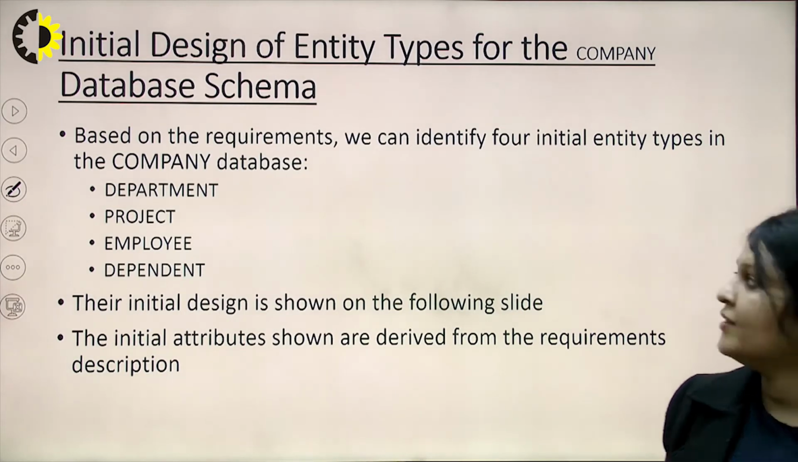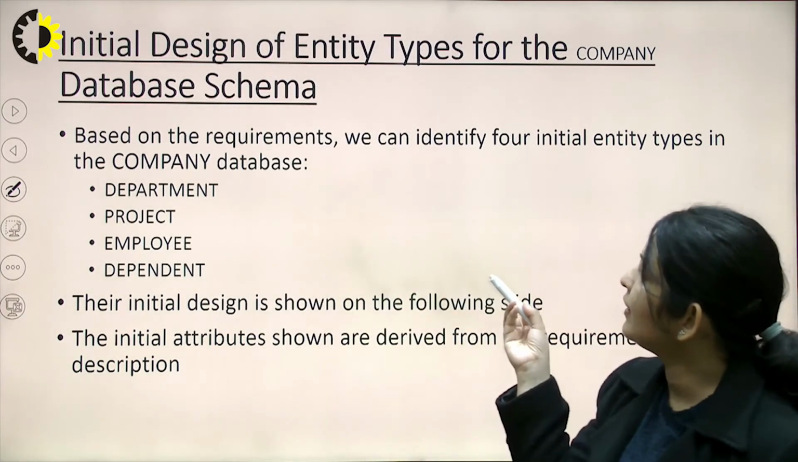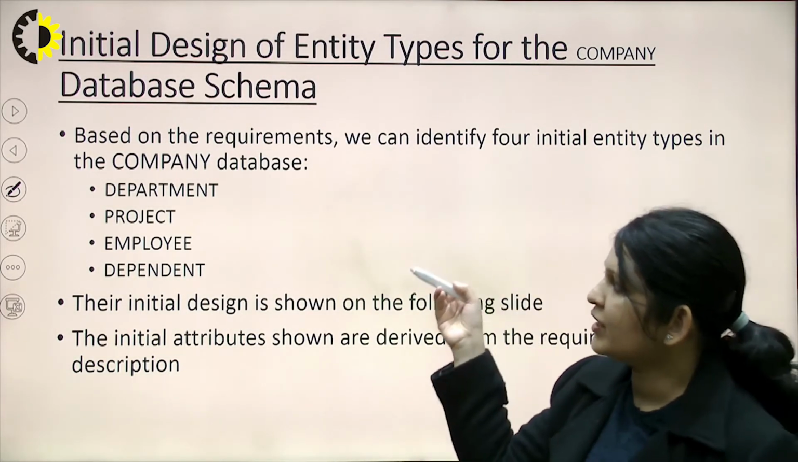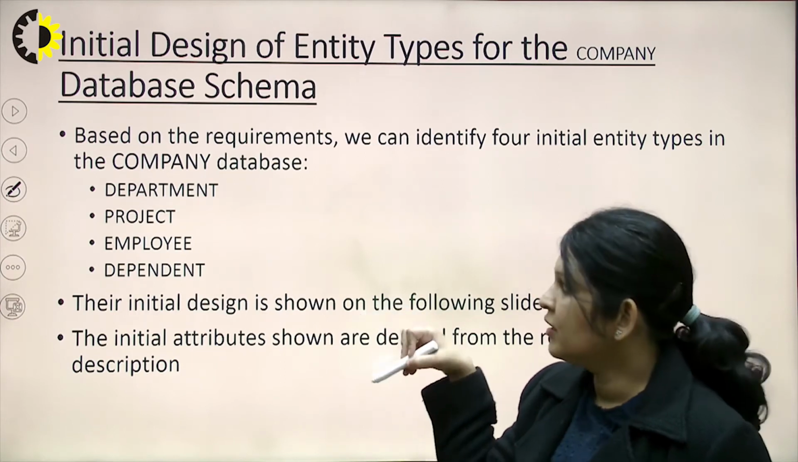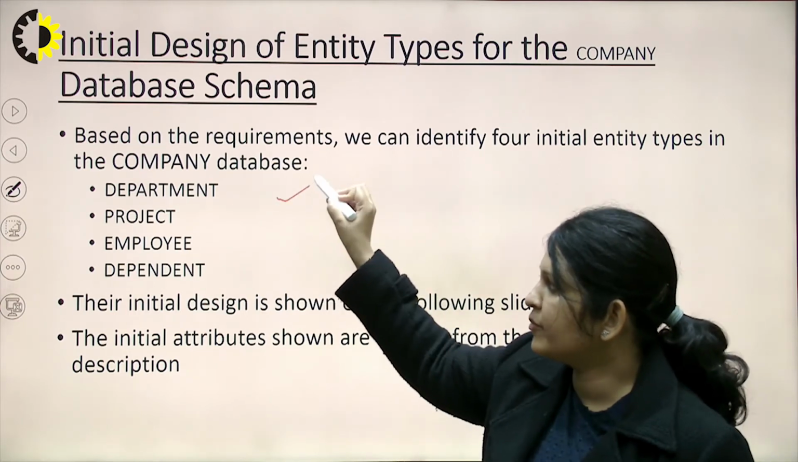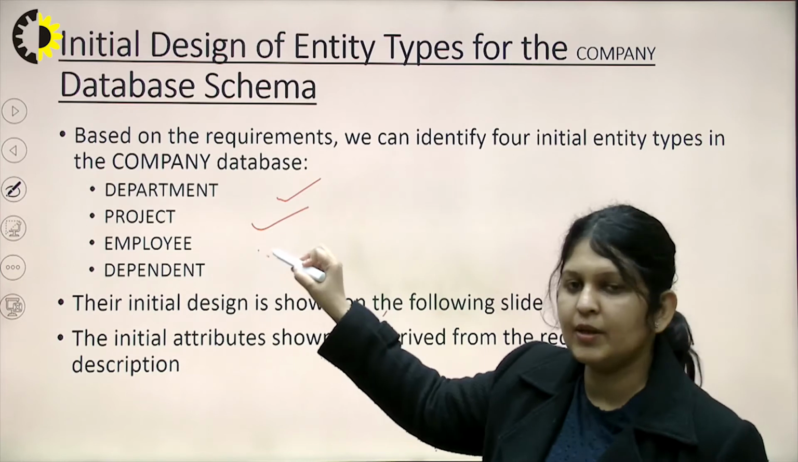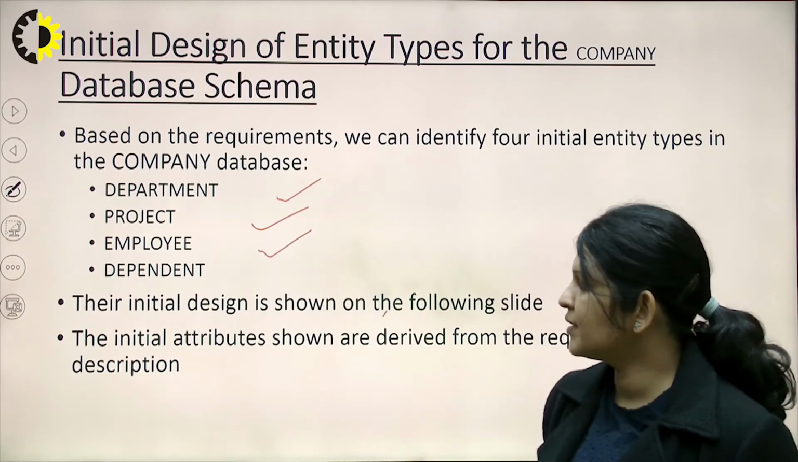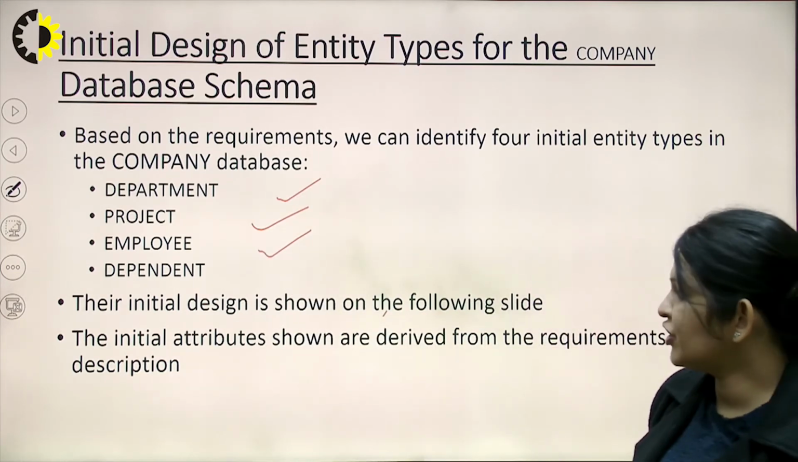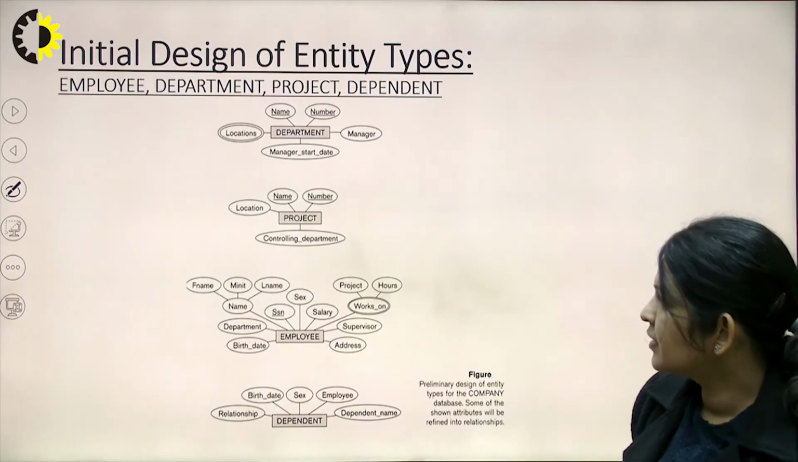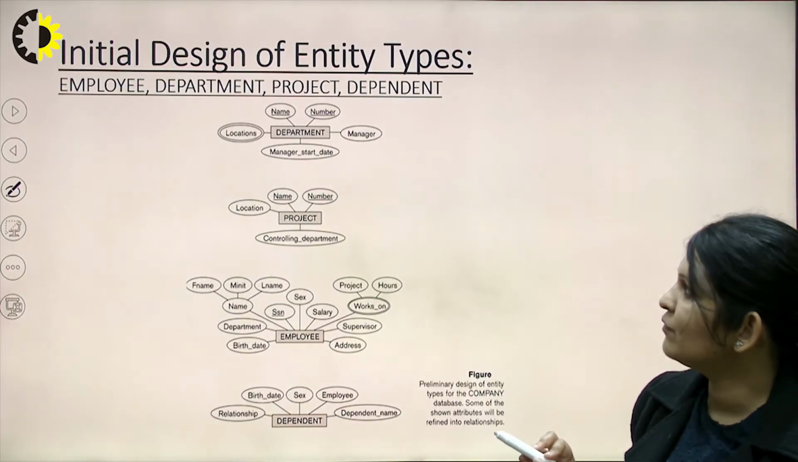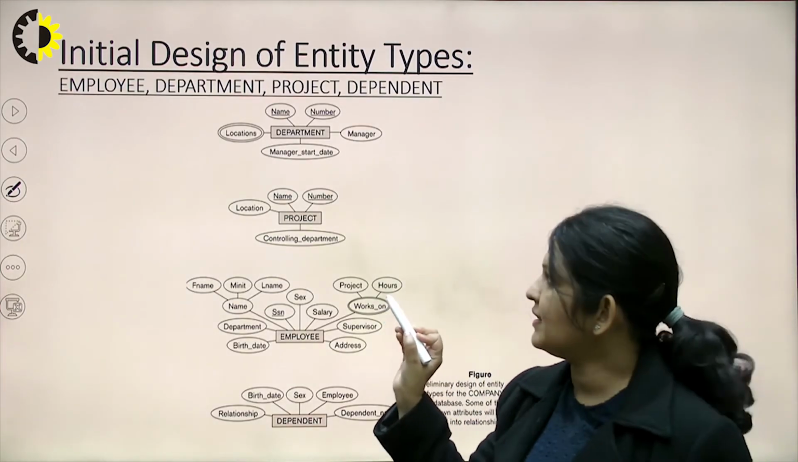So initially when we are designing, for the company database, we have identified these would be the attributes, that is department, project, employee, dependent. So let's see their initial design. So these are the initial designs for the various entities.